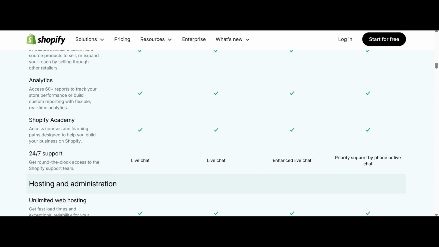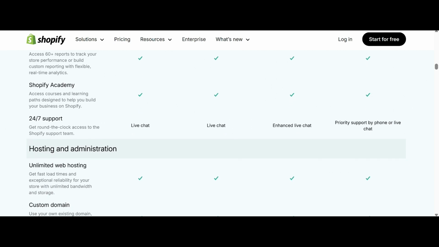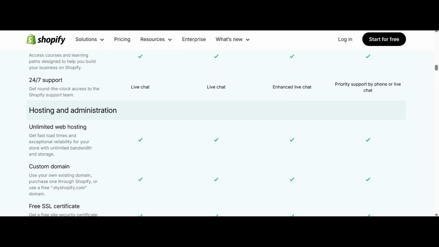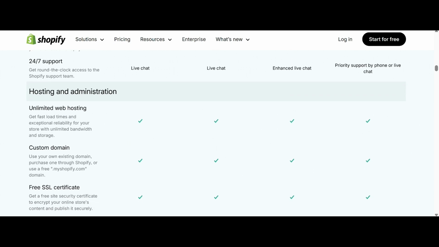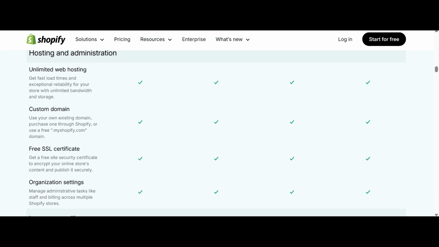Here's the thing. These transaction fees exist because money needs to move securely from your customer's bank account to yours. That process involves fraud prevention, encryption, bank coordination, and payment processing infrastructure. Without that system, you literally couldn't accept credit cards at all. Now, Shopify structures these fees differently depending on which plan you're on.